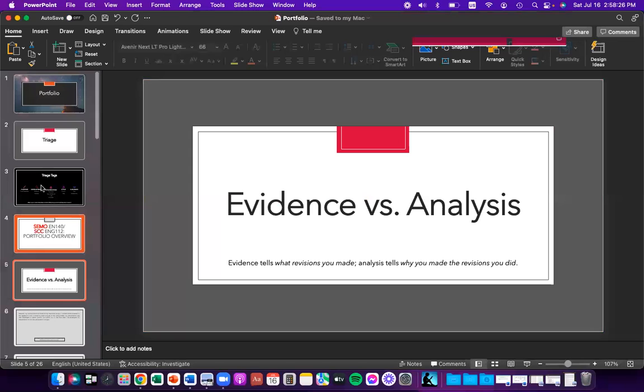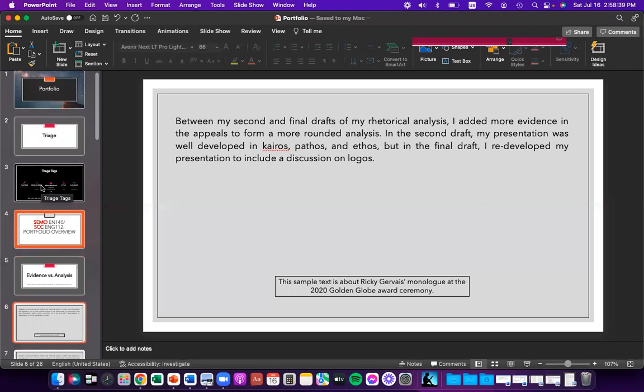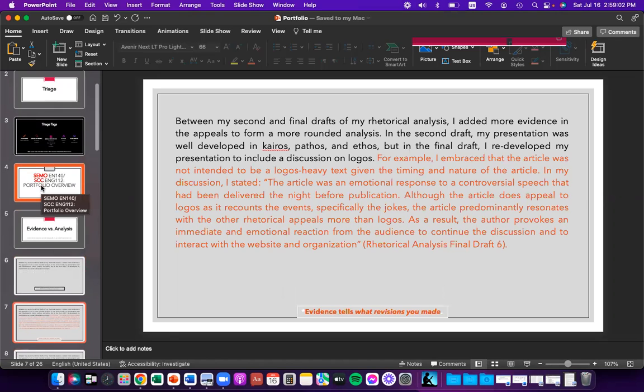So let's look at what's the difference between an A paragraph of evidence and a B paragraph of evidence? So let's say between my second and final drafts of my rhetorical analysis, I added more evidence in the appeals to form a more rounded analysis. In the second draft, my presentation was well developed in Kairos, Pathos, and Ethos, but in the final draft, I redeveloped my presentation to include a discussion on logos.